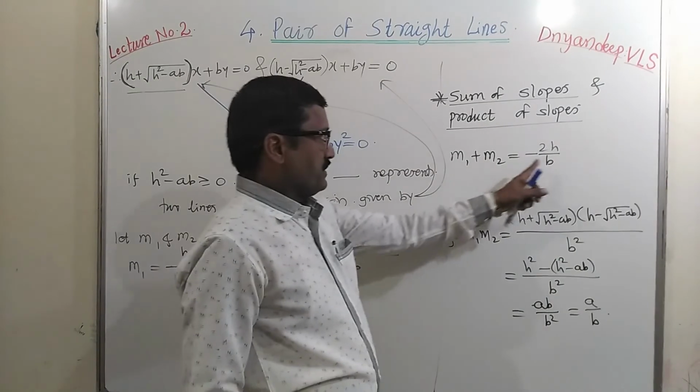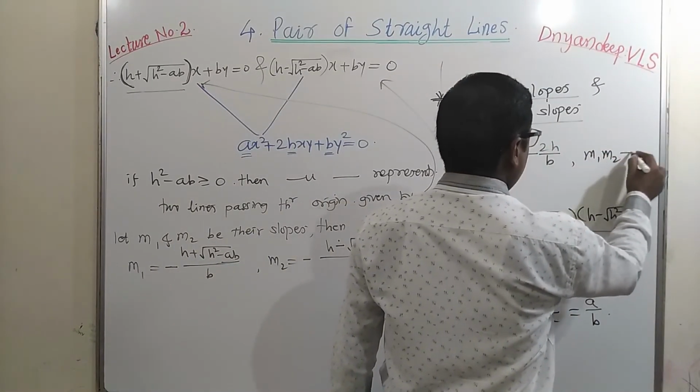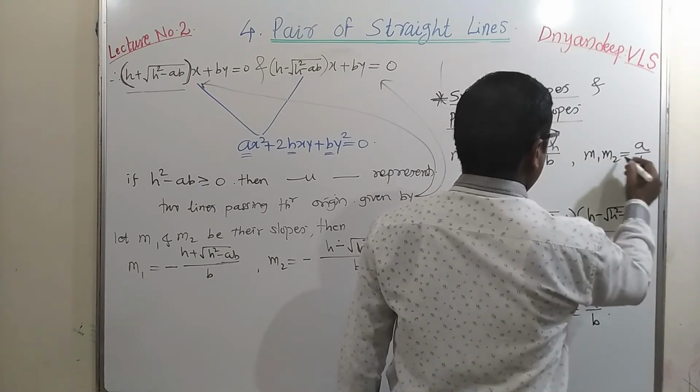So the sum of slopes is minus 2h upon b, and the product of slopes, that is m1 m2, is equal to simply a upon b.